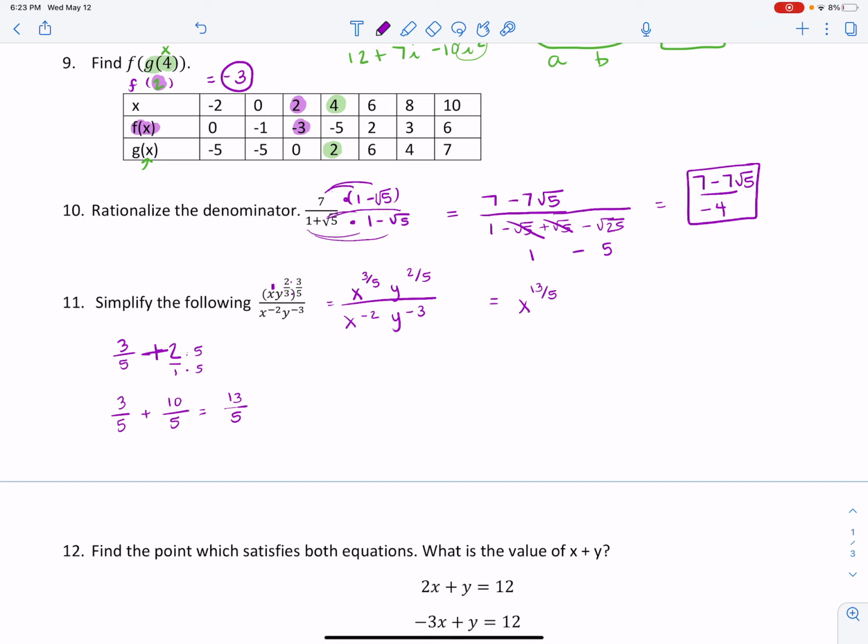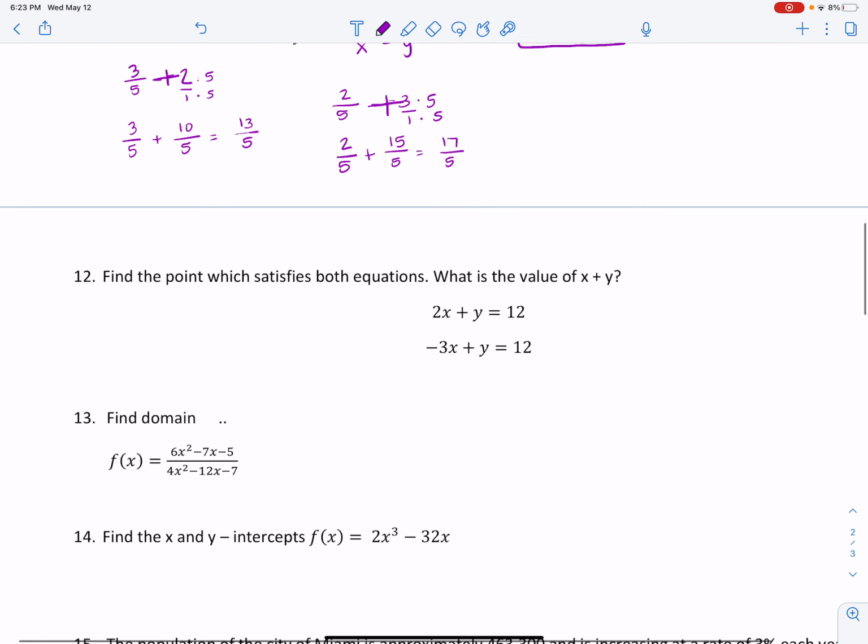Now to figure out the y's, I have 2/5 minus negative 3. That turns to plus. It's 3/1, but I need it to be over 5. So 2/5 plus 15/5 is 17/5. So I have x to the 13/5 times y to the 17/5. And that's the answer.